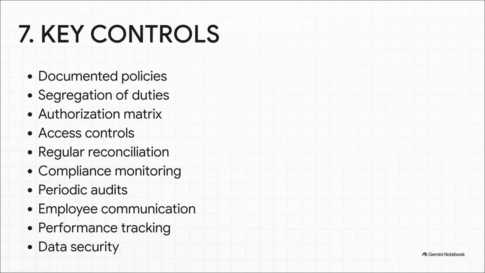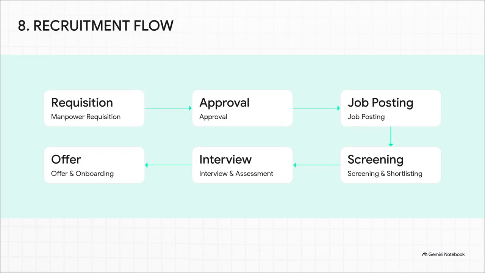See how that works? Let's map these controls onto a real process. Under 8, Example Recruitment Process Flow, we see things move chronologically. Manpower requisition, approval, job posting, screening and shortlisting, interview and assessment, down to the final offer and onboarding. A control failure can literally happen at any single transition in this chain.